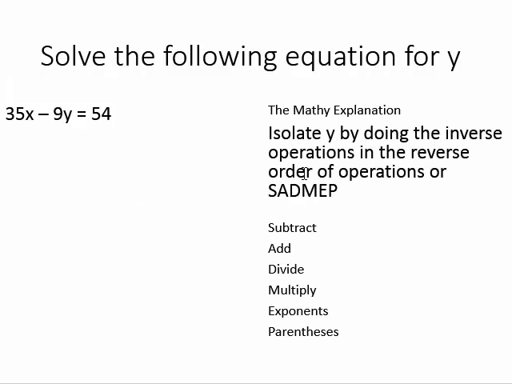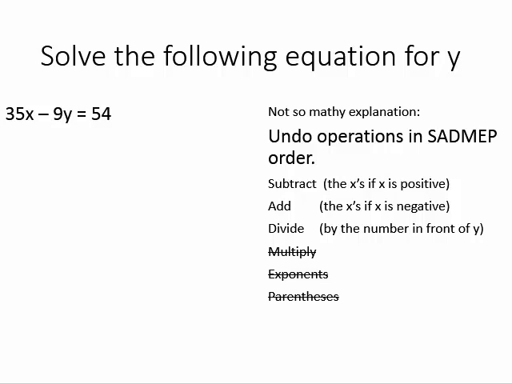The steps we're going to use to solve for y, in a mathy explanation, is that we're going to isolate y by doing the inverse operations in the reverse order of operations, or SADMAP order. So the reverse order of operations would be subtract, add, divide, multiply, exponents, and parentheses. The not so mathy explanation is we're just going to undo operations or do opposites in SADMAP order.